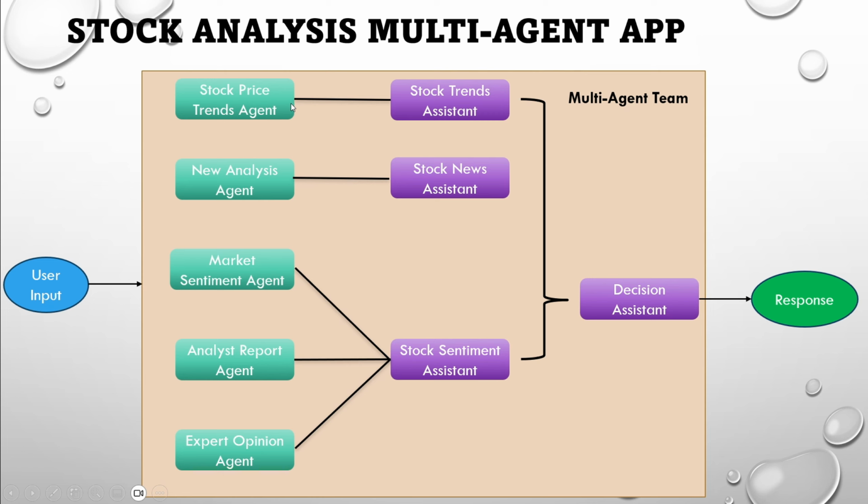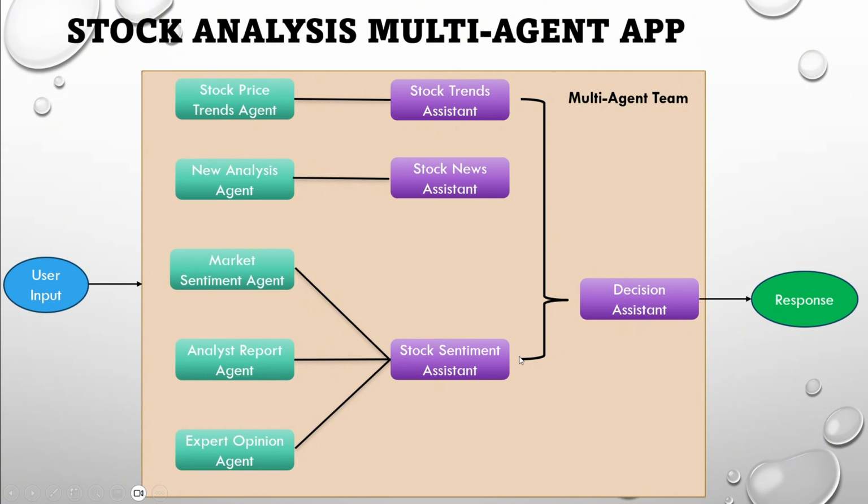However, these agents will be used by different assistants. So the stock trend assistant will use the stock price trend agent. Stock news will use the news analysis agent. However, there will be stock sentiment, which will use 3 different agents: market sentiment, analyst report, and expert opinion.